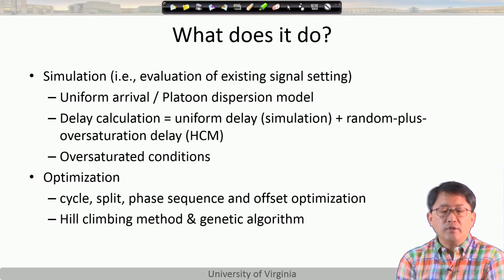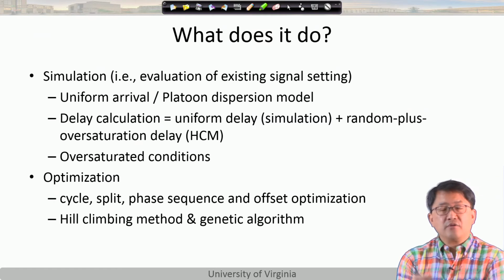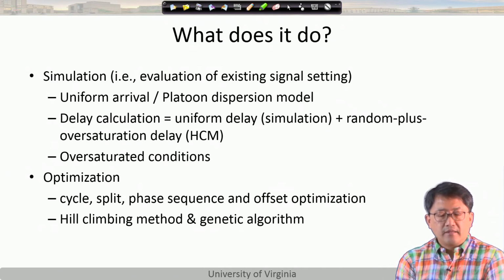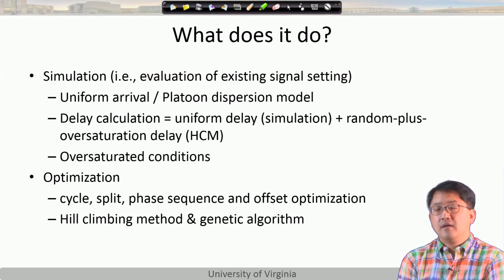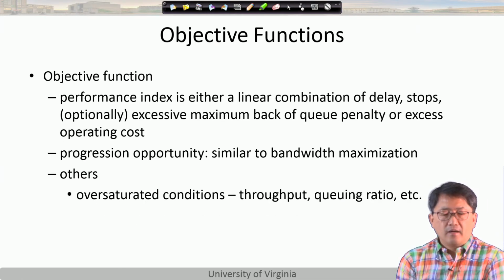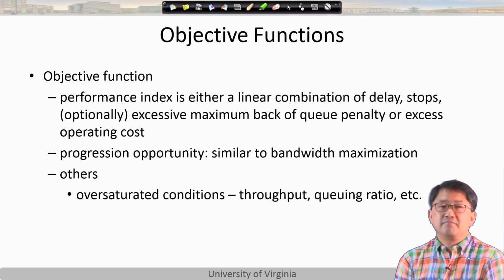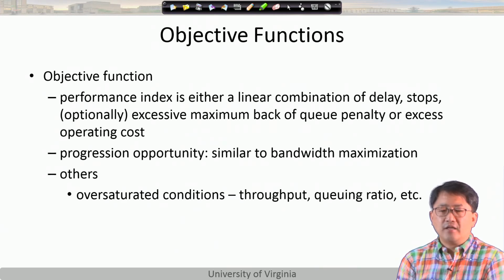And they deal with the oversaturated conditions by tracking the end of queue, and when the link is oversaturated, they know these are oversaturated conditions. They optimize everything. They used to have a hill climbing method, and they recently adopted a genetic algorithm as well. So they have many objective functions. You can actually have any combination of these measures.